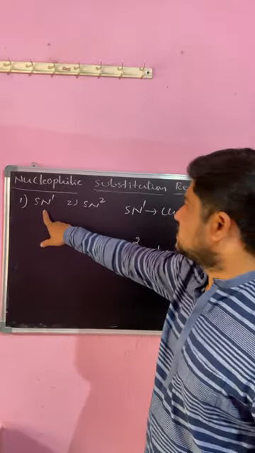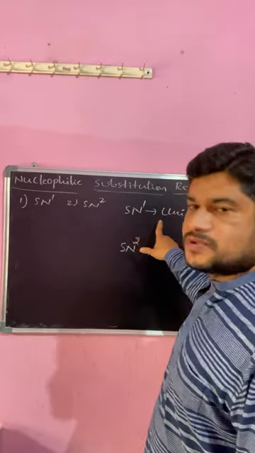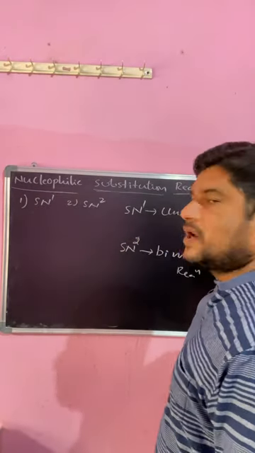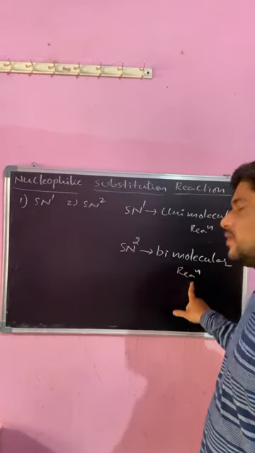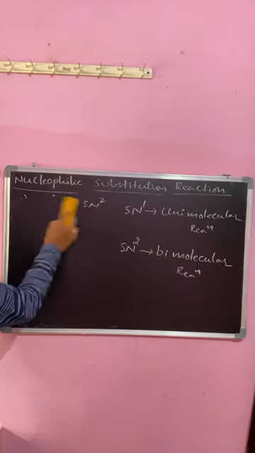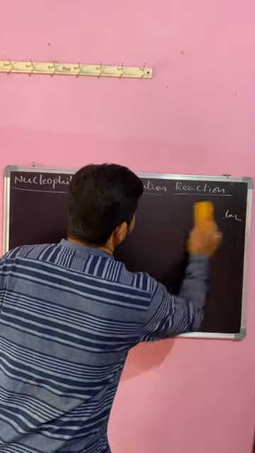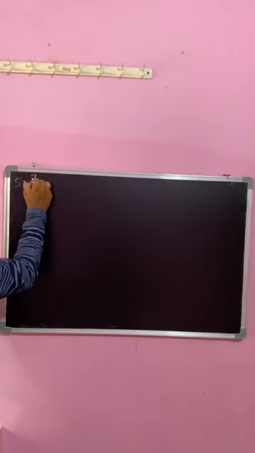So there are two types of nucleophilic substitution reactions. One is the SN1 reaction, another is the SN2 reaction. SN1 means substitution nucleophilic unimolecular reaction. SN2 means substitution nucleophilic bimolecular reaction. We will discuss one by one. First we discuss the SN2 reaction. What is the SN2 reaction?